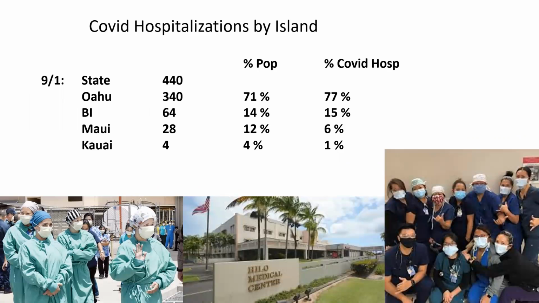So this is COVID hospitalization by island. And by the way, the pictures on the bottom left is Maui hospital staff. They were standing outside when somebody did a flyby to honor the hotel hospital workers. The picture on the bottom right is Hilo Medical Center staff, and the middle is Hilo Medical Center. So lots of really good work by the hospital staff.